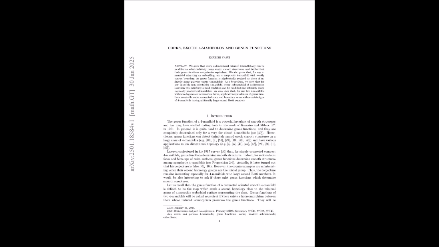For instance, if the inclusion map from the original four-manifold X into the modified four-manifold X induces an isomorphism between their second homology groups, then the genus function of X is algebraically equivalent to that of X. This tells us that in these cases, attaching a quasi-invertible cobordism doesn't change the essential information captured by the genus function, even if it creates a different smooth structure. So in a way, these exotic structures are hiding in plain sight.